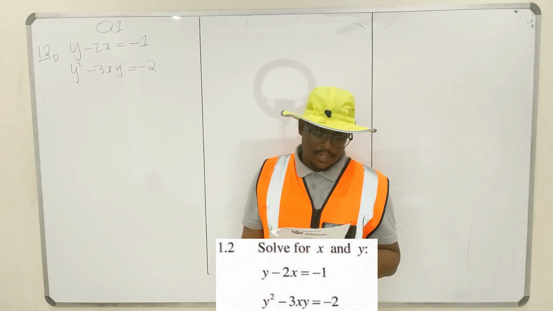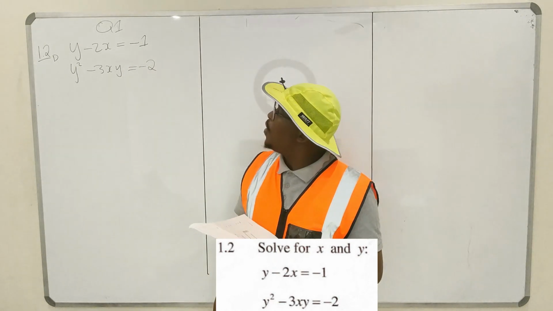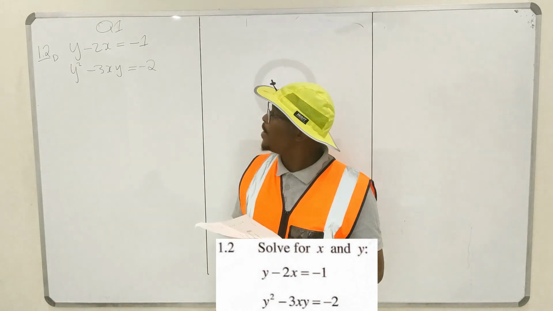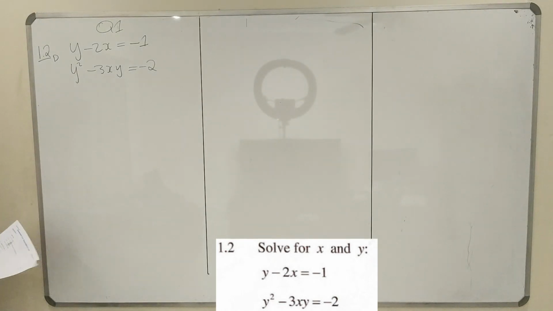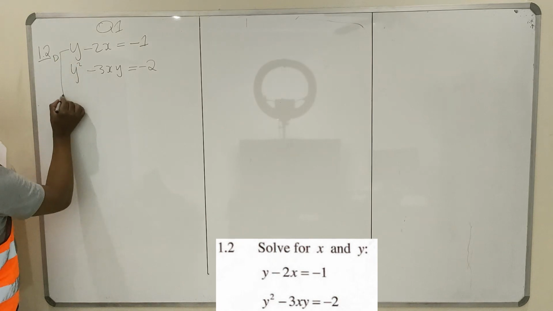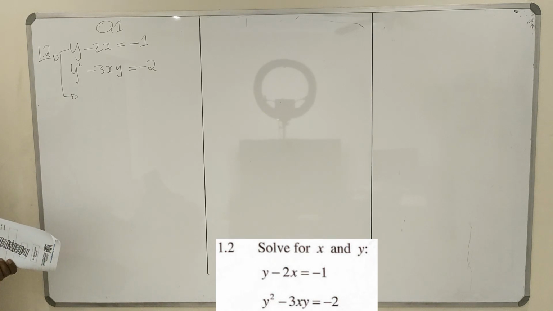1.2 reads as follows. Solve for x and y on these two equations that we are given here: y minus 2x is equal to minus 1, and y squared minus 3xy is equal to minus 2. So they want you to solve for x and y simultaneously. What do you do when you're given equations like this? You look for the one that looks very nice or simple, that is not very scary. Say this linear one is the nicest one. So you like linear equations. If it were you, you wish you could work with linear equations all the time because they're easy to solve.